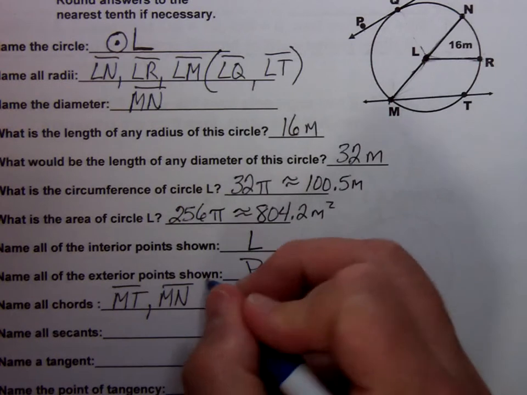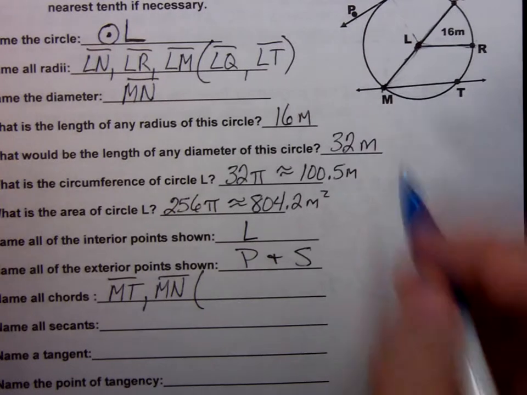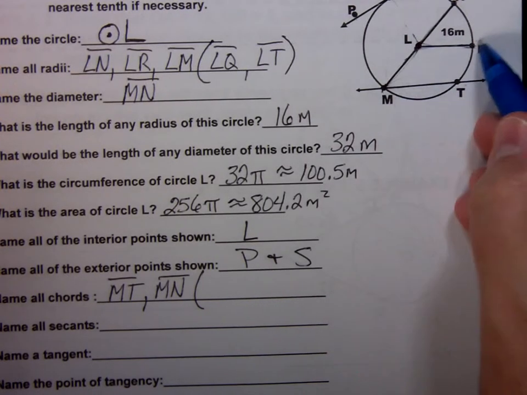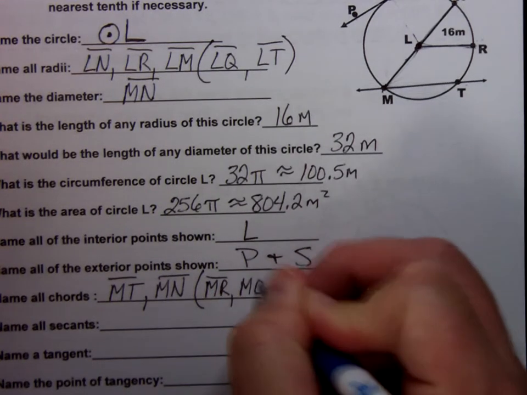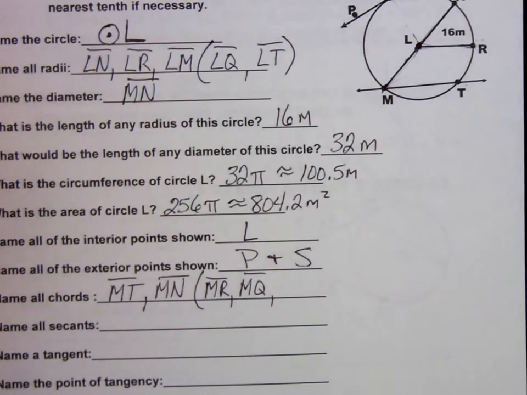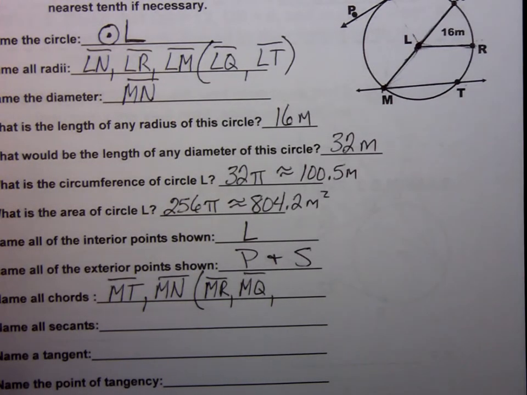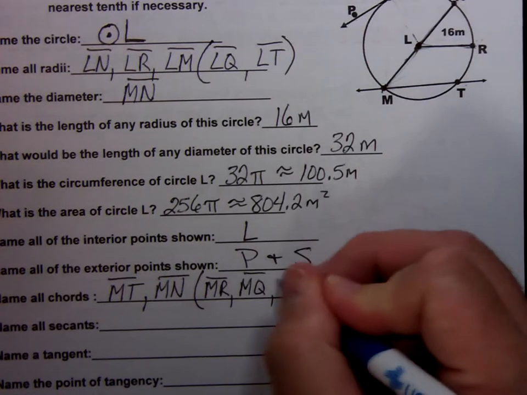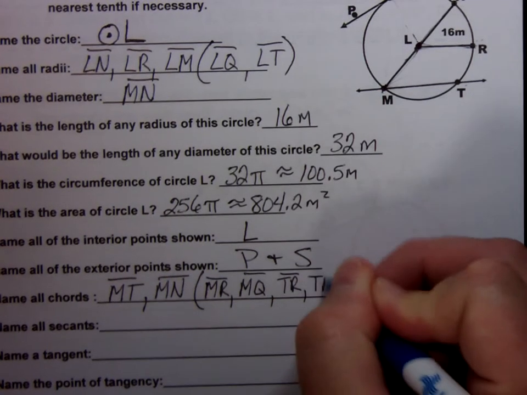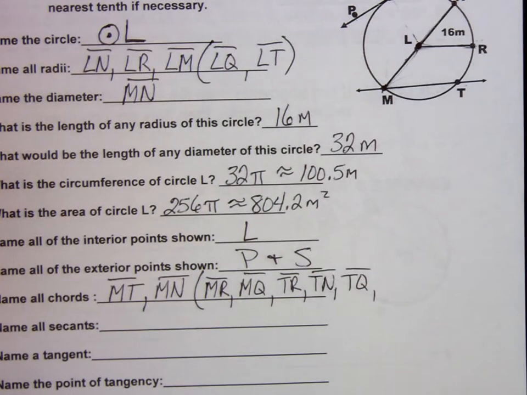So let's put them in parentheses, the ones that are chords in the circle that are not shown yet. They haven't actually been drawn. So we already got MT and MN, but we don't have MR or MQ. So line segment MR and line segment MQ. Okay, now that was everything coming from M. So let's go to another point. Let's do T. I could have line segment TR, TN, TQ, all of those are possible chords on this circle.